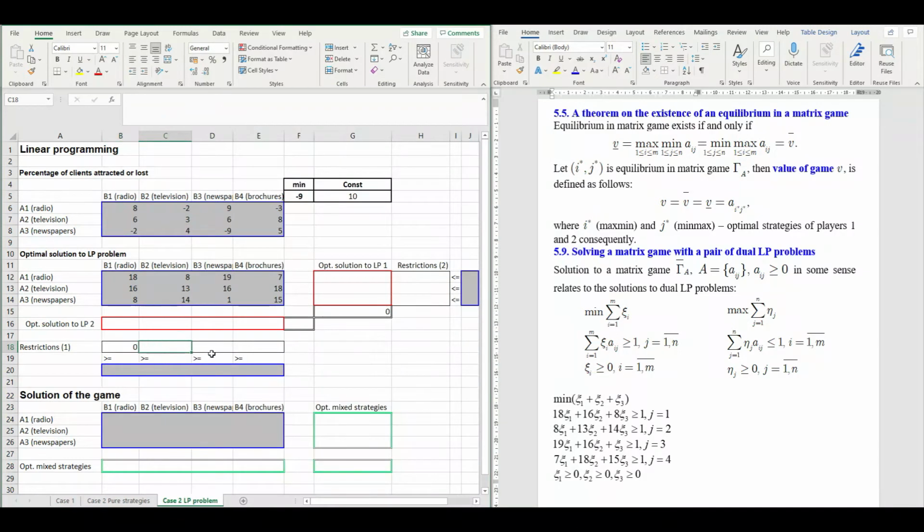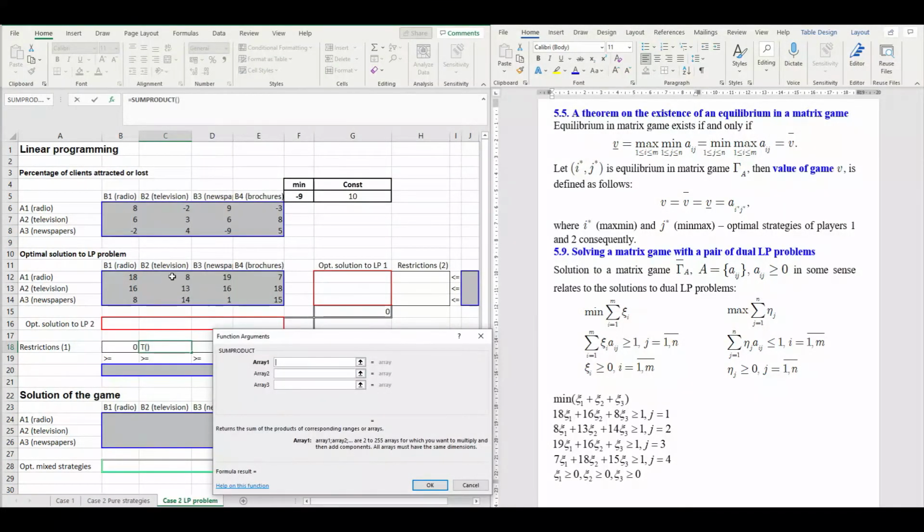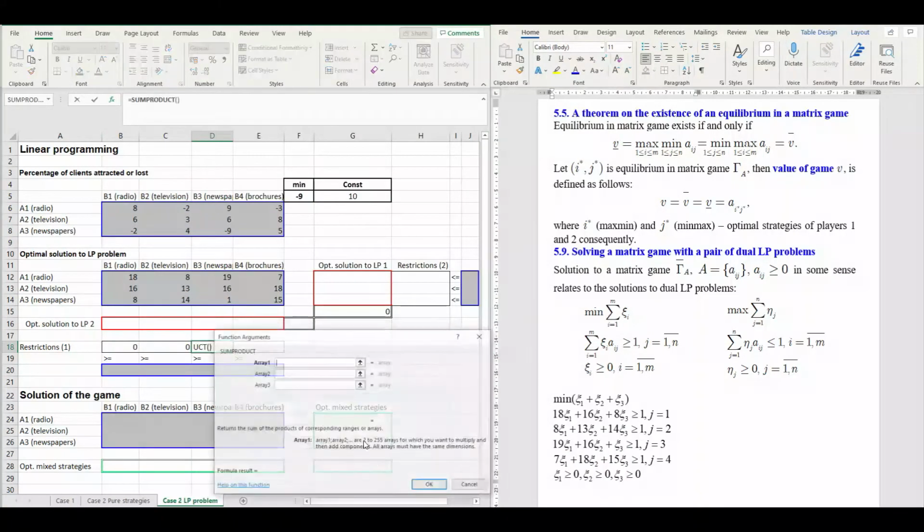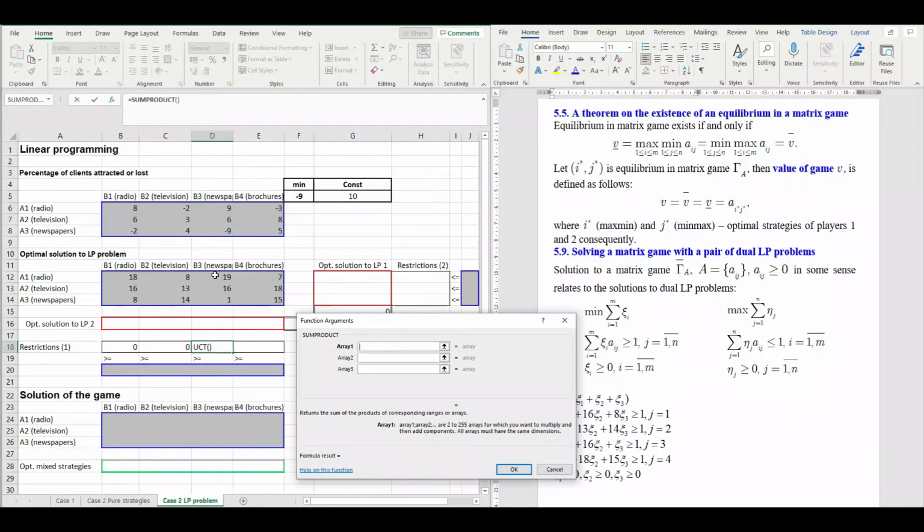So let's continue with the left-hand side of the second restriction. We introduce it in the cell C18. We once again call the function SUMPRODUCT, and the first array is the elements 8, 13 and 14 of the second column, and array number 2 is the array of our variables xi1, xi2 and xi3. Okay, and the left-hand side of the third restriction we add into the cell D18. Once again we call the function SUMPRODUCT, and the first array is the elements of the third column of our matrix, and array number 2 is our variables xi1, xi2 and xi3.